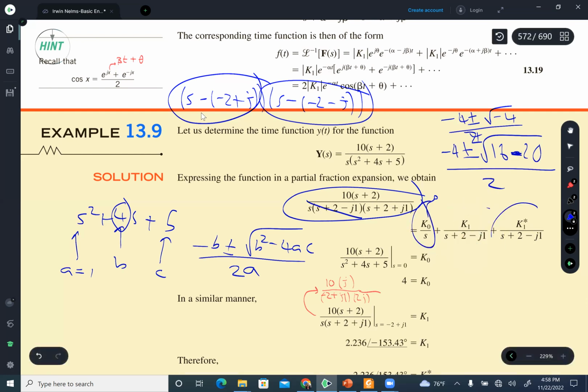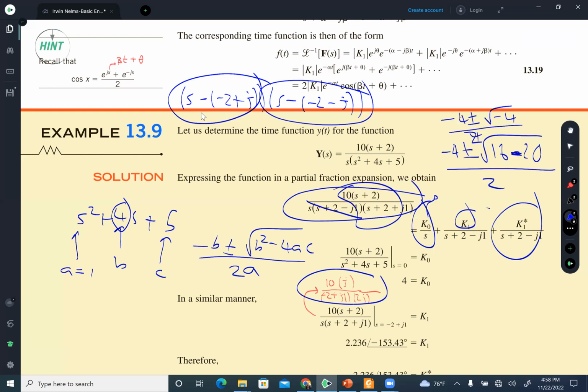This one's going to get canceled. That one's going to get canceled. You're going to get some number here, and you're going to have only K1 here. So if you do that, these are the complex numbers you're multiplying. So you're going to get some K1 value, which is going to have a magnitude and a phase. Okay. So that's just complex arithmetic.